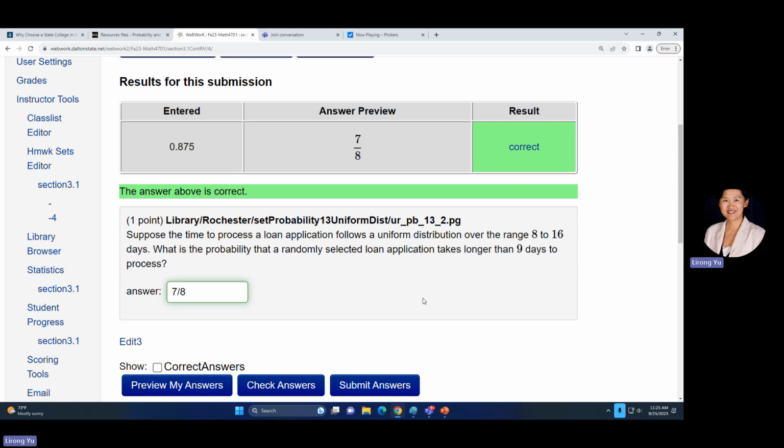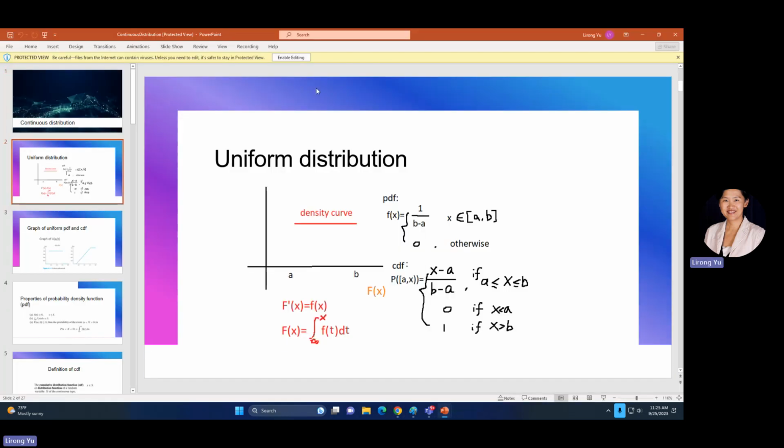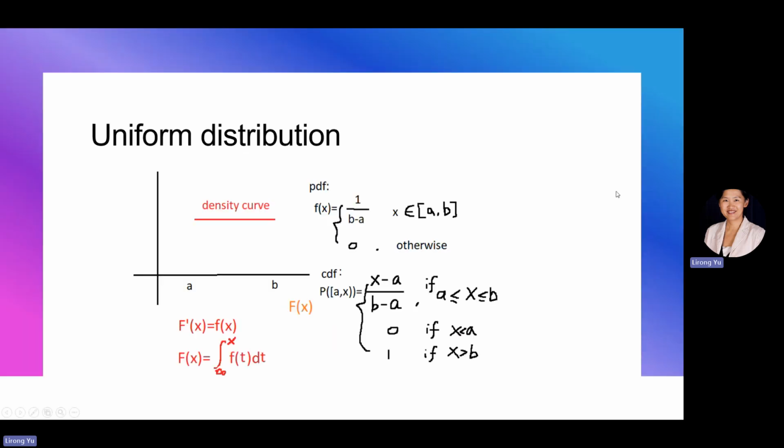Now I want to use this one as an example. When you are trying to describe a uniform distribution, the visual presentation of the density curve looks like this. The one that we had was 8 to 16, but in a general uniform distribution, the x value is in a lower bound to upper bound, calling them A and B. So the height of the curve is 1 over, remember we have 1 over 8, this is 1 over 16 minus 8, 1 over 8.